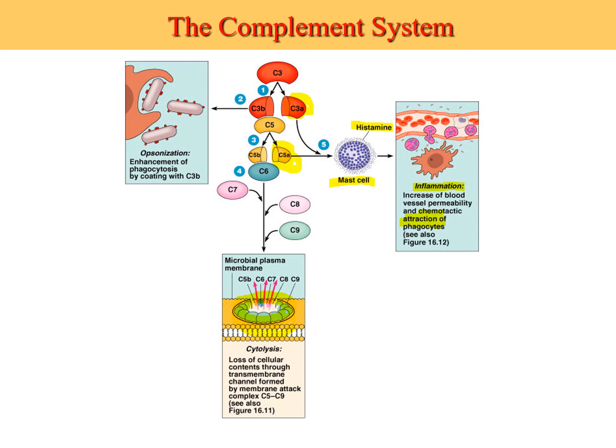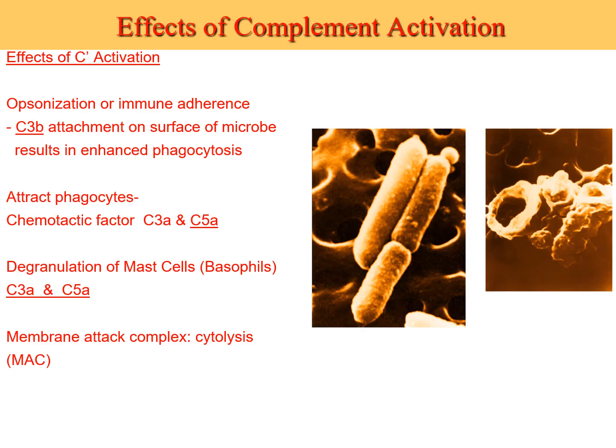And histamine itself causes an inflammatory response in that it causes an increased vascular permeability, and therefore localized edema, also vasodilation. And so when you look at the effects of complement activation, C3b does cause opsonization, resulting in an increase in phagocytosis of bacteria. Both C3a and C5a have chemotactic activity. They can attract phagocytic cells from the circulation into the area.